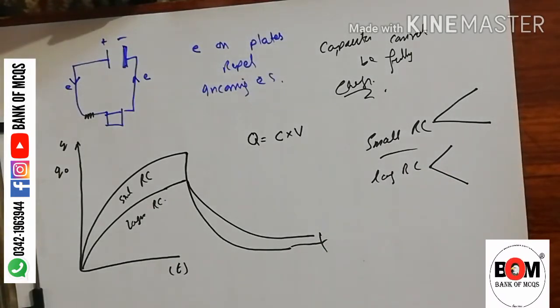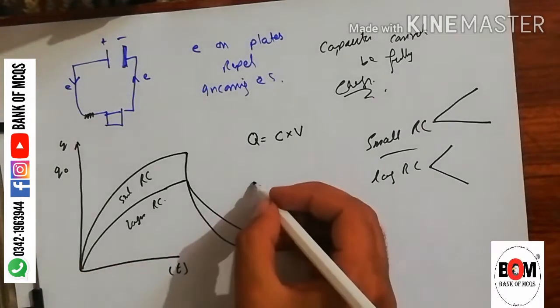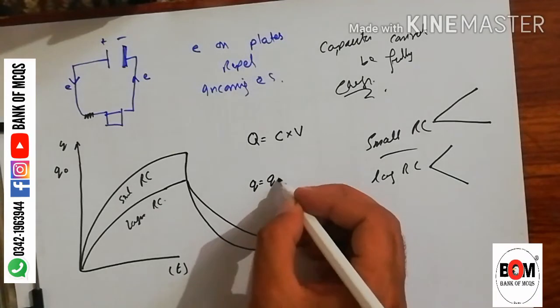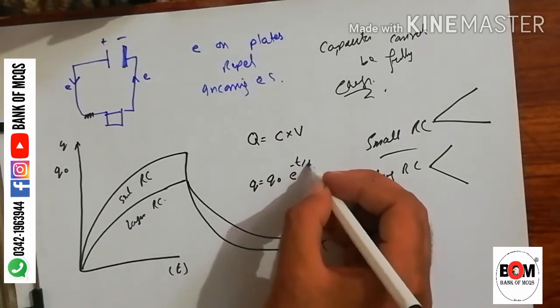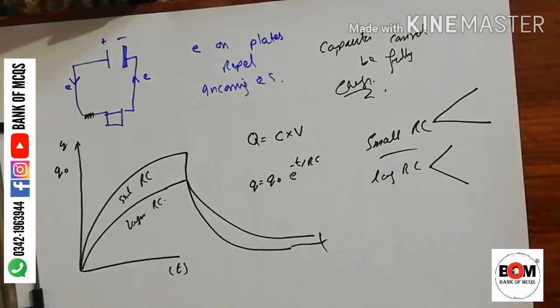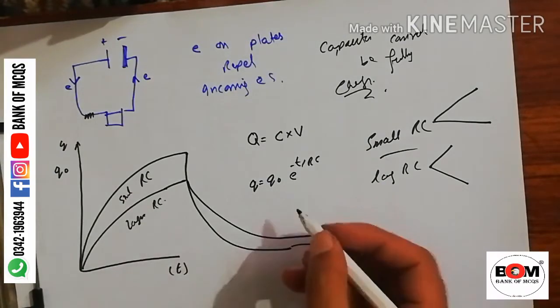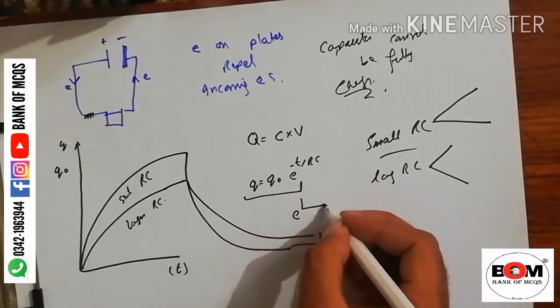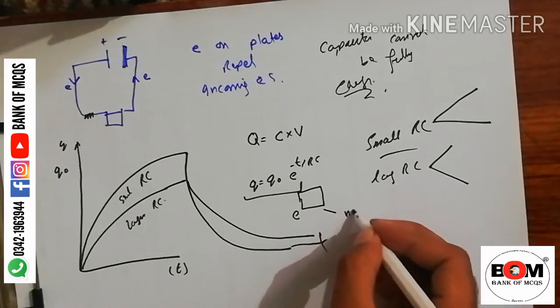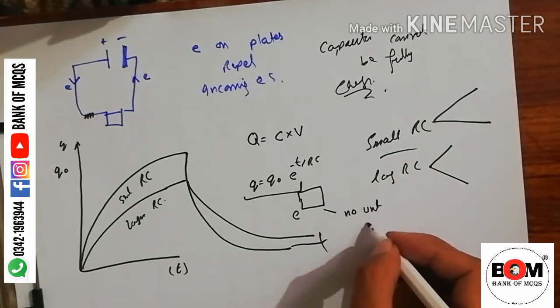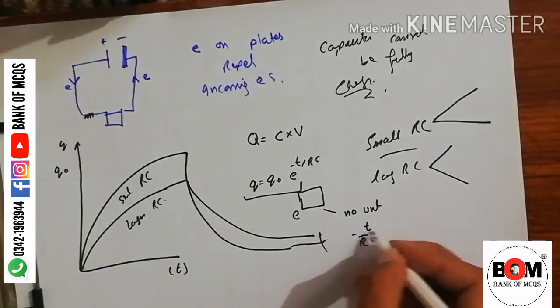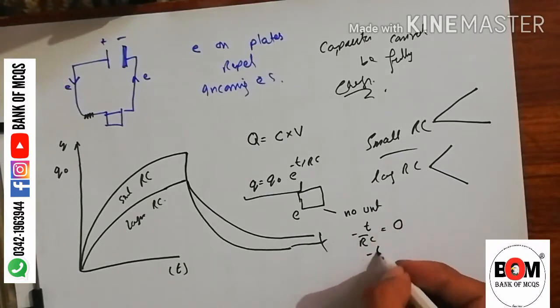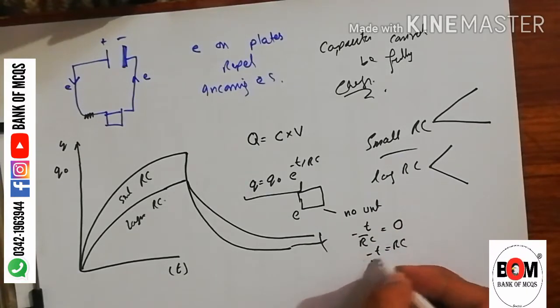So what is RC? The RC is called the time constant. Why is it a time constant? Because we know that Q is equal to Q naught e to the power minus t divided by RC. This is the equation for a discharging capacitor. According to the laws of maths and physics, the power of e must have no unit. So t divided by RC must have no unit, so t is equal to RC in units.